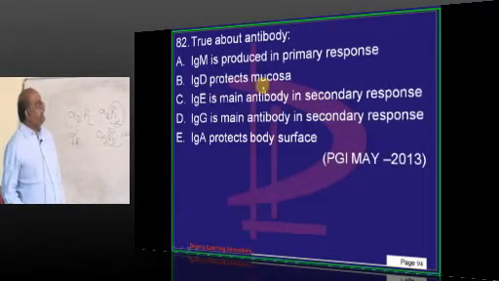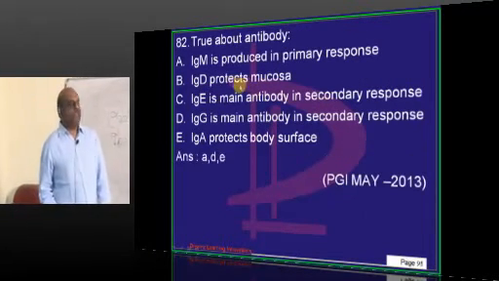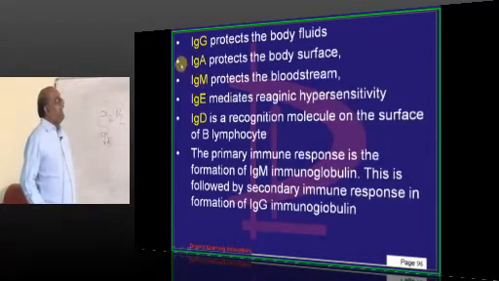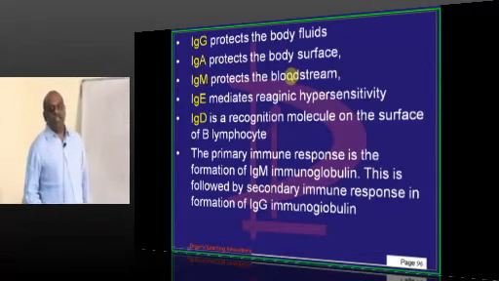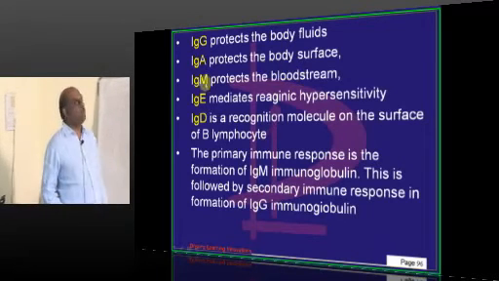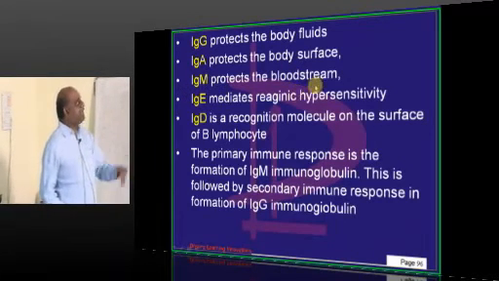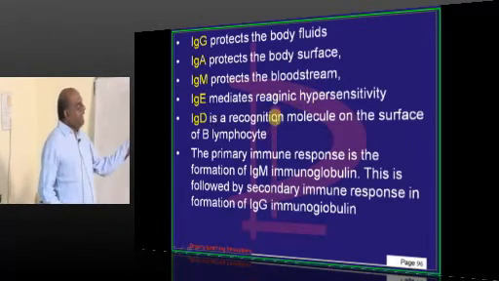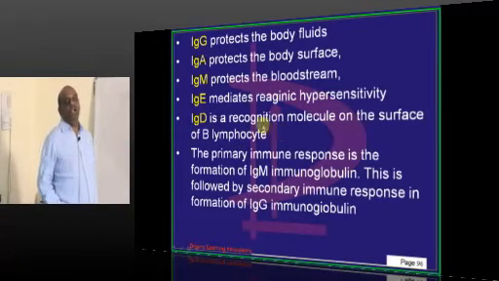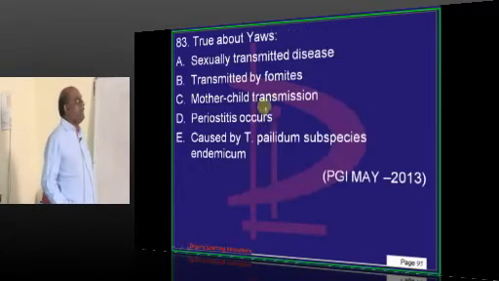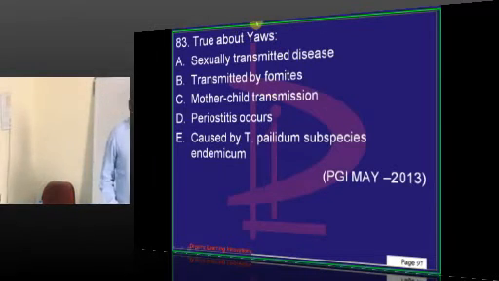Then, regarding the antibody, I think the easiest question on the planet. IgG protects the body fluids. IgA protects the body surfaces like GIT and respiratory tract. IgM protects the bloodstream. IgE is for immediate hypersensitivity. IgD is on the surface of the B lymphocyte is what you have to remember.